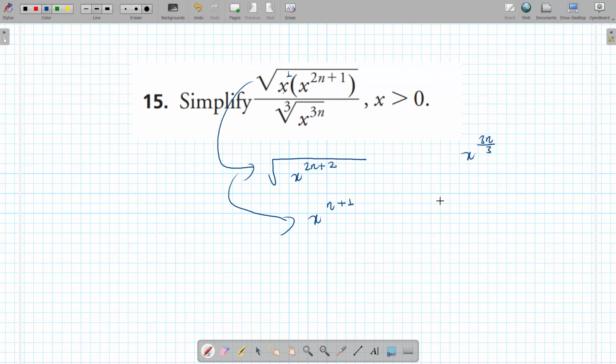The denominator, you simply divide by the index. You get x to the power of n. Move this up top, you get x to the n plus 1 minus n. The answer is x to the power of 1, or x. And that's the final answer, and you're done with this question. So again, not terribly difficult.